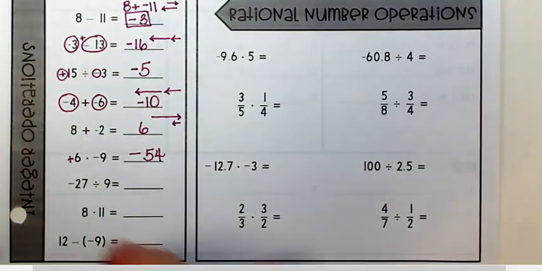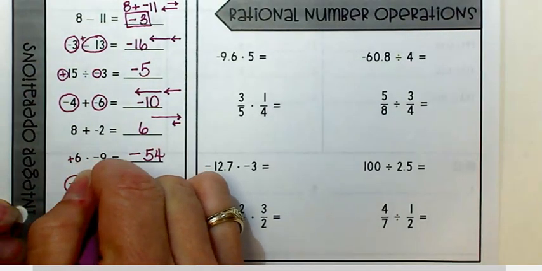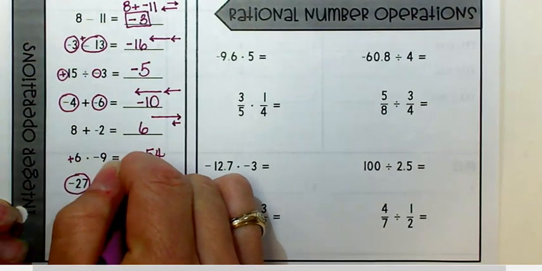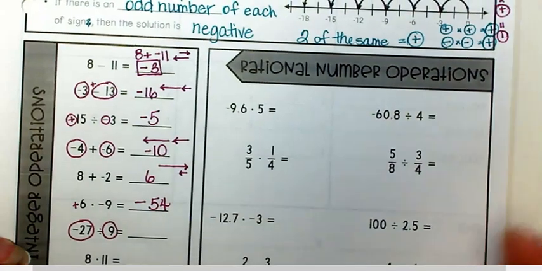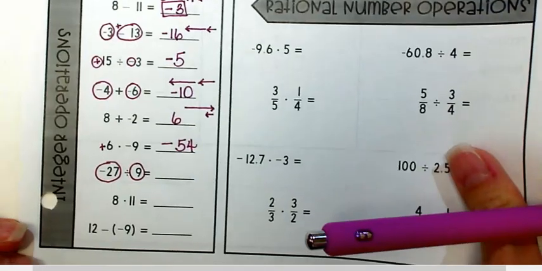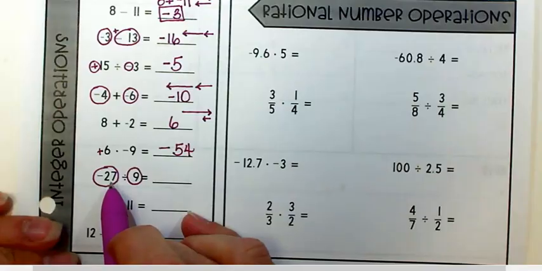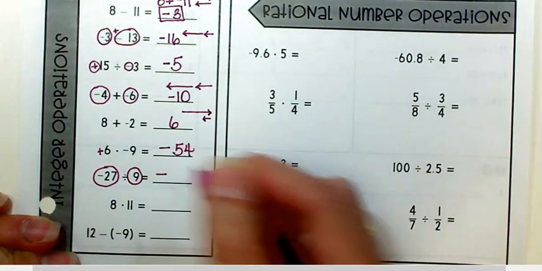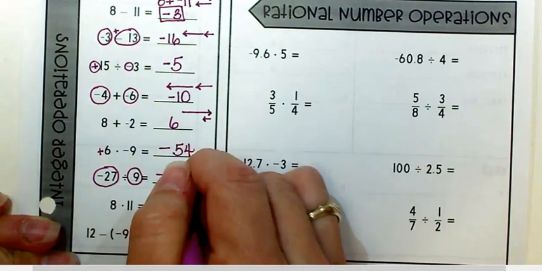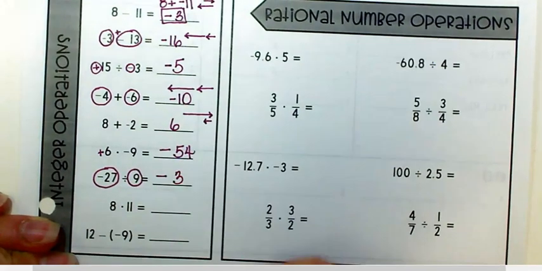All right, now I have -27 divided by +9. Again, I have one of each sign. But Ms. Goff, it's division. Yes, but division is basically the inverse of multiplication, so the rules are the same. All right. So -27 divided by 9. My answer is going to be negative, and then I just think 27 divided by 9 is 3.